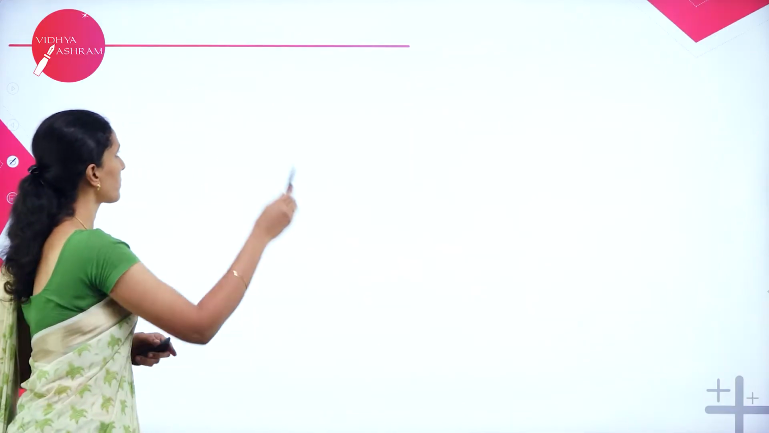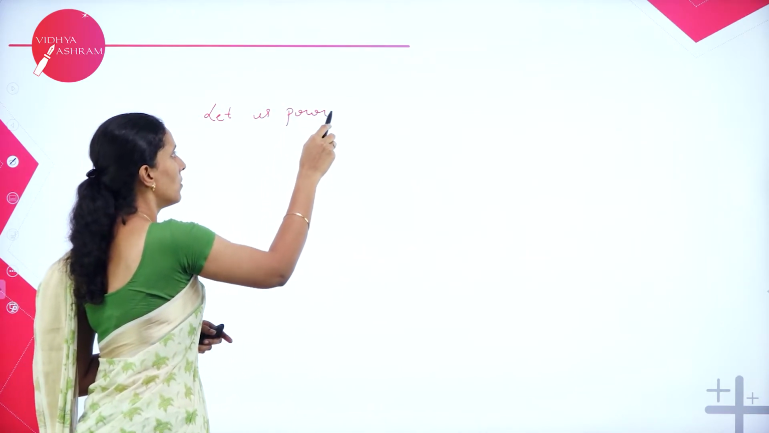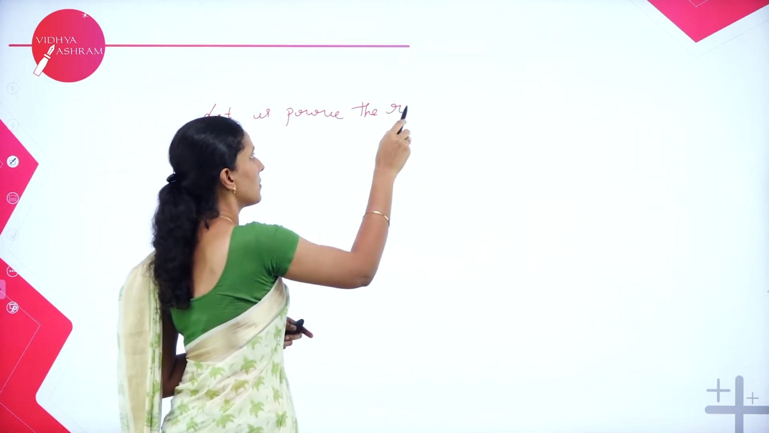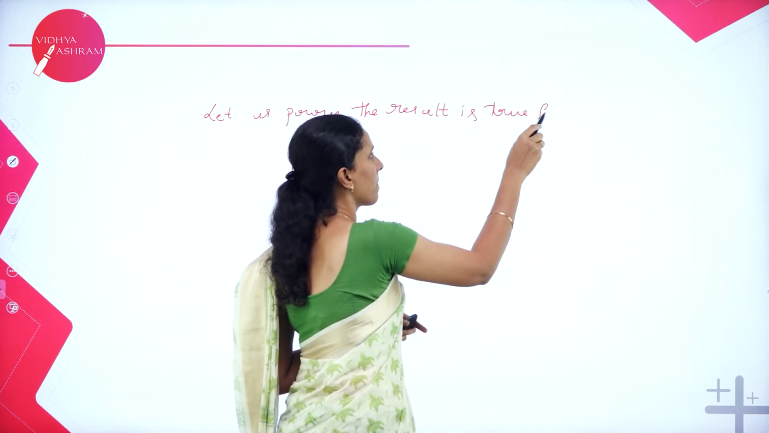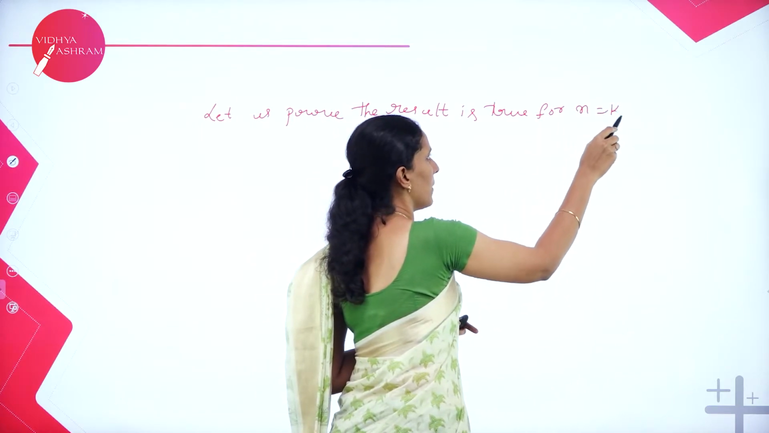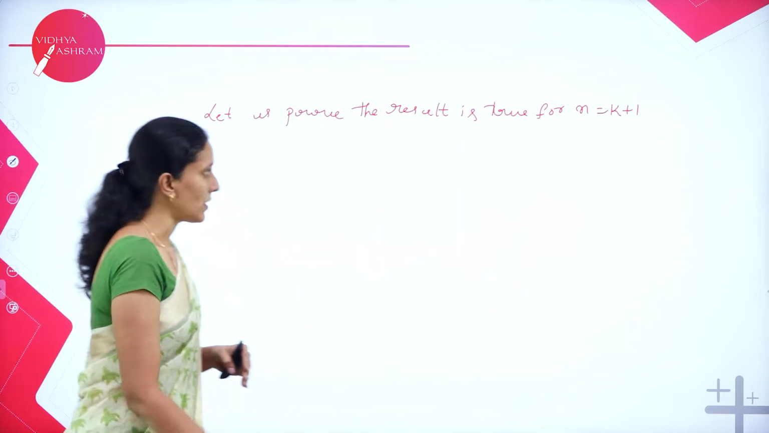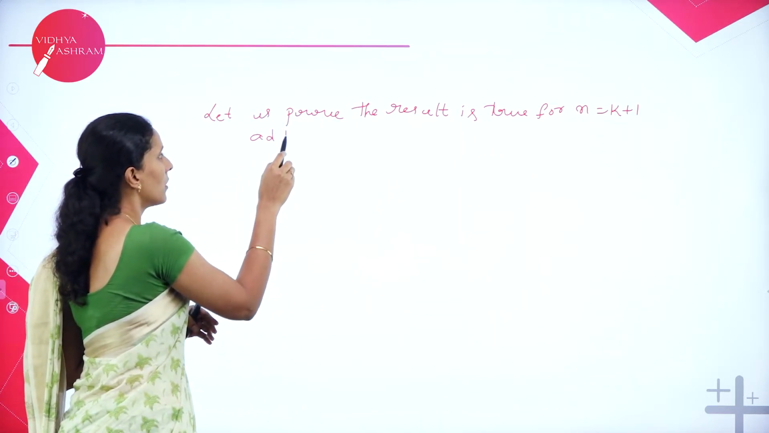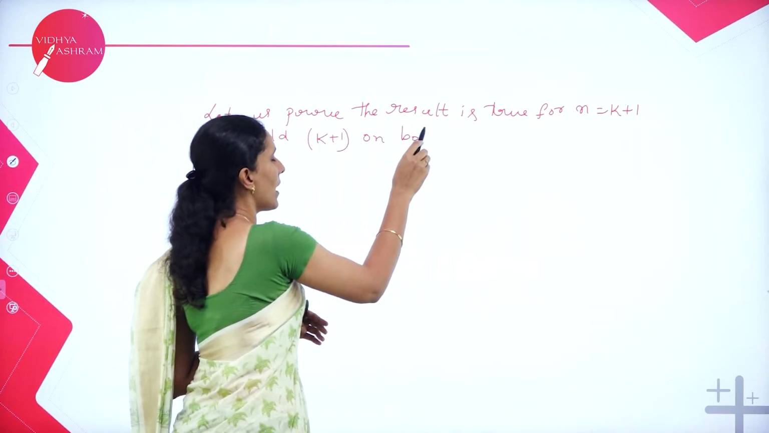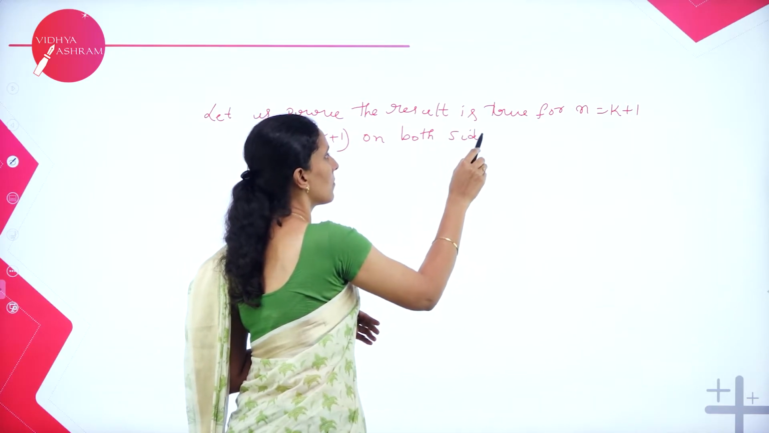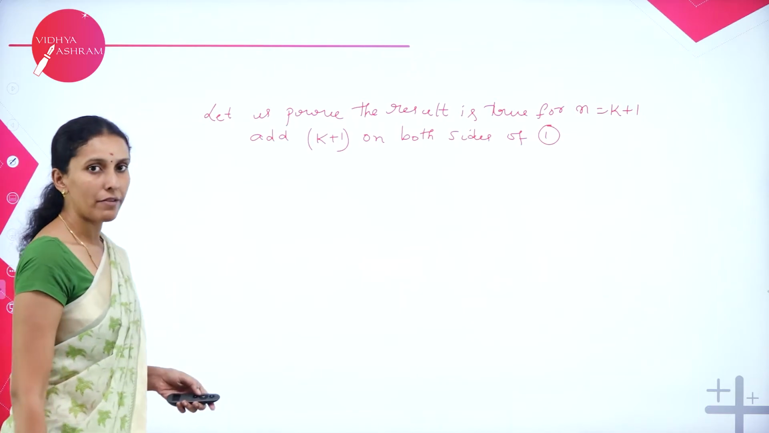So first, let us prove the result is true for n is equal to k plus 1. To prove the result for n is equal to k plus 1, add k plus 1 on both sides of equation 1. So what is equation 1 we have here?